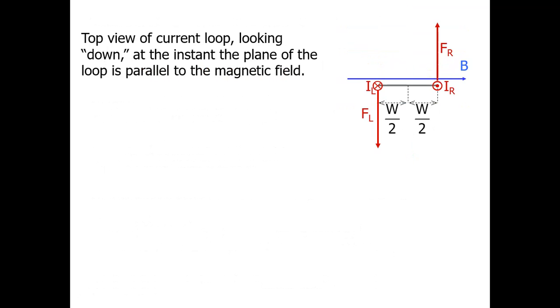I just drew. Okay, so see here, now the top view of the current loop, looking down at the instant the plane of the loop is parallel to the magnetic field. Okay, the loop is parallel to the magnetic field. At that time, what is that?